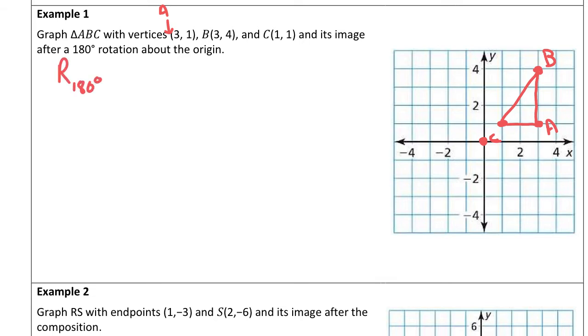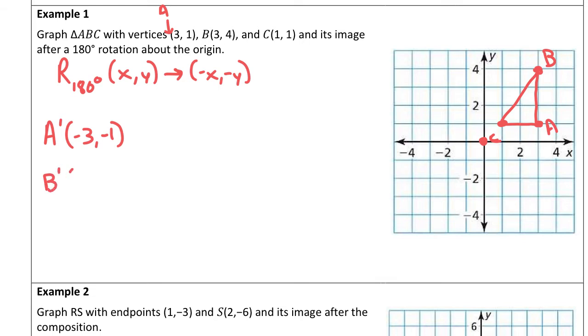a rotation of 180 degrees takes our points X and Y, and all it does is change the sign of both coordinates. It doesn't just make them negative, it changes the sign. So the image of point A is going to be -3, -1. The image of point B is -3, -4. Okay? And the image of C is -1, -1.